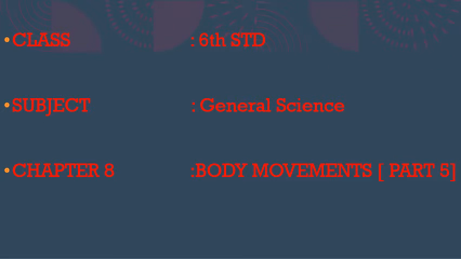The following video is for class 6, subject general science, chapter 8, body movements, part 5. Now, in the beginning part of this lesson we learnt about what are the different movements in our body, and how we did some activities to learn how our body parts move. Then we learned the skeleton, the framework of our body, isn't it? Then we learned what are the different bones that make our skeleton in our body. Next we learned about the movements in animals like earthworm, snail and cockroach.